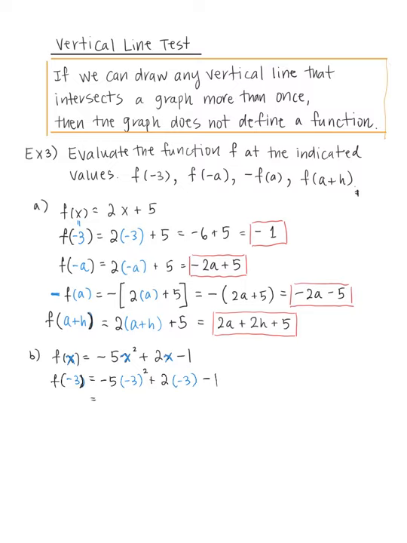So now you got negative 5 times negative 3 whole quantity squared, which is positive 9, and then minus 6 and then minus 1. So what is that? Negative 45 minus 6 minus 1. Remember, you have to add and subtract from left to right. First, negative 45 minus 6 is negative 51, and then minus 1 gives us negative 52. So I'm going to box that for the answer.